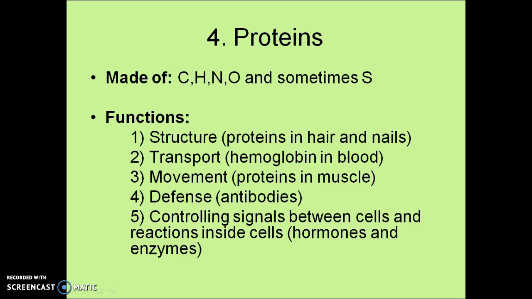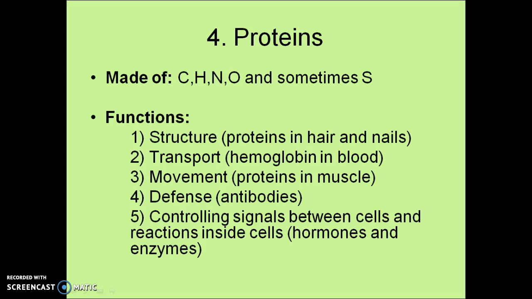Some of those functions are listed here. They could be used for structure. For example, the proteins in our hair and nails provide structure. The specific protein in your hair and nails is keratin. It's the same one that's found in cow hooves. Gross.